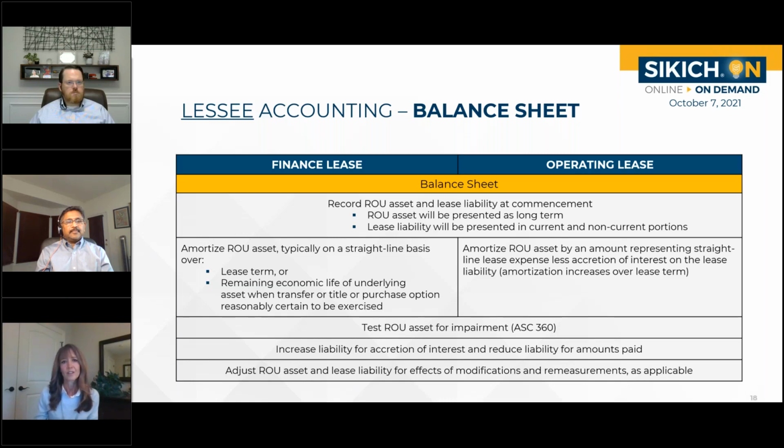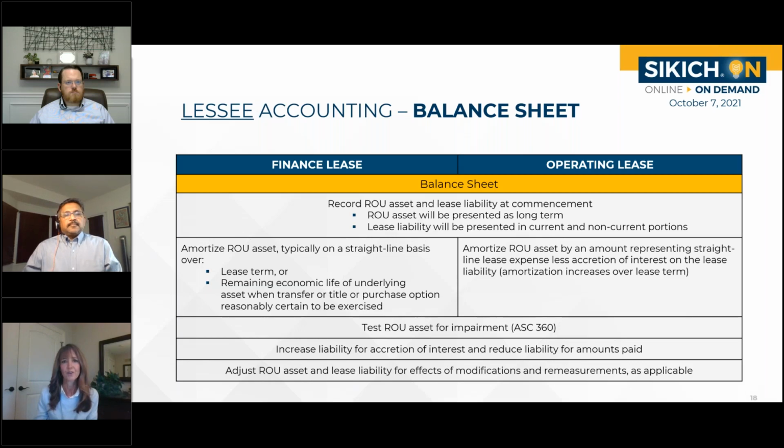In the next row, the only balance sheet difference between finance and operating leases has to do with how the ROU asset is amortized or decreased over time. For a finance lease, the ROU asset is amortized on a straight line basis. However, for an operating lease, the ROU asset is treated a little differently. It is decreased by an amount that, when combined with the interest accretion on the lease liability, will result in a straight line lease expense. We'll demonstrate this with an example coming up soon.